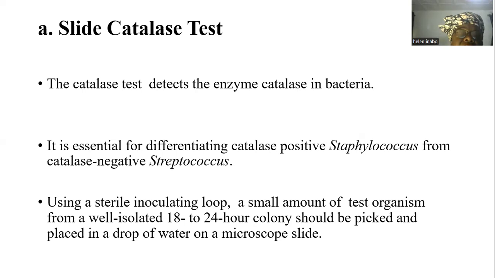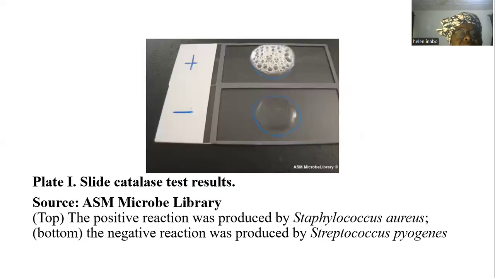The procedure involves emulsifying a colony from a well-isolated 18 to 24-hour culture, and then placing it on a microscope slide. This is followed by addition of 3 drops of hydrogen peroxide.